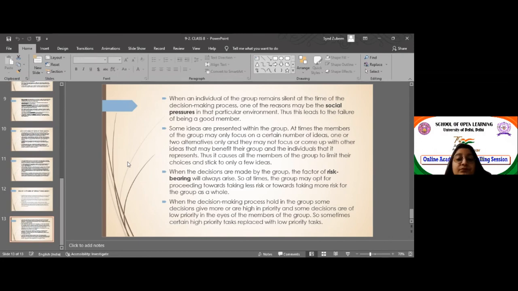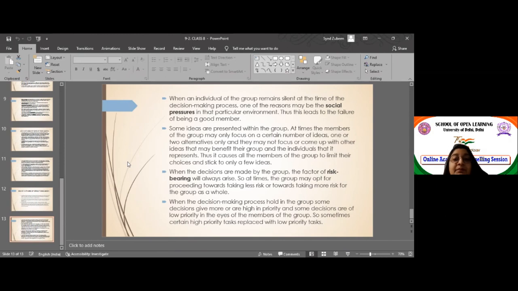So this is another disadvantage where you are gaining something, but you're also losing valuable input. You're losing valuable opinions of the other members in the group discussion.